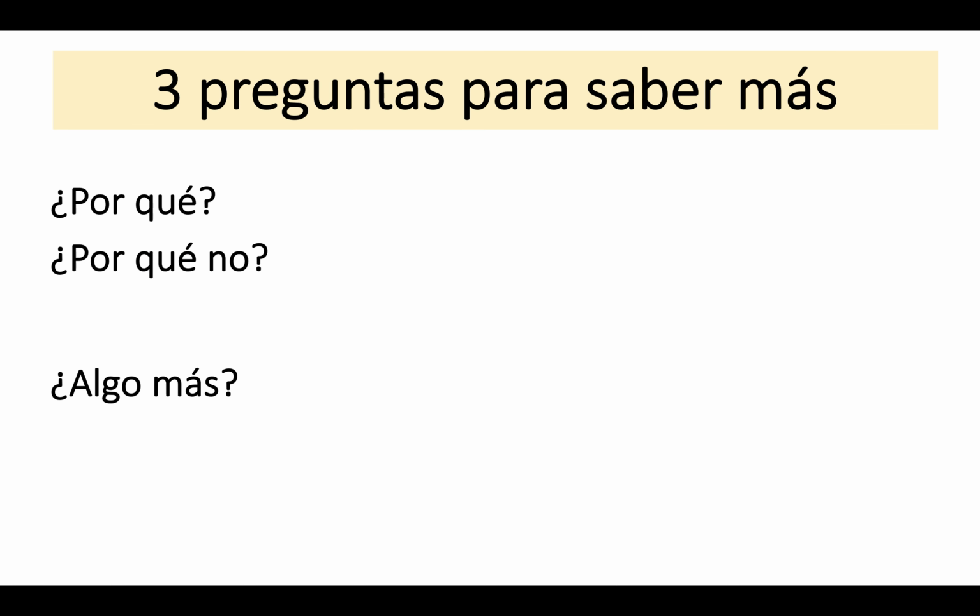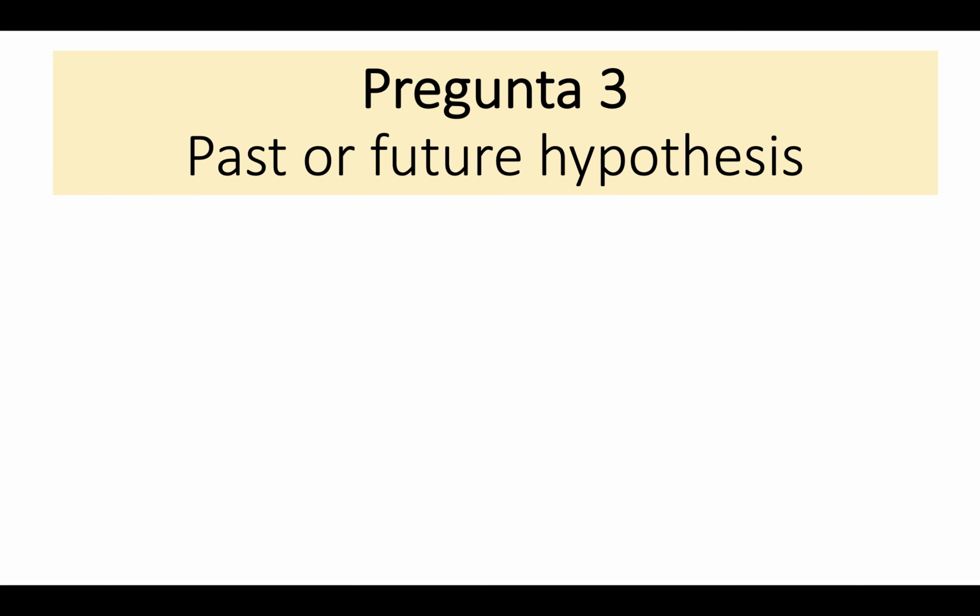And again, here are our three prompt questions. Question 3 is a past or future hypothesis. Basically I ask you what a certain person or a certain group of people did before the photo, or before the class, or before the swimming pool party that we saw in the photos, or what a certain person or group of people will do after the class or after the photo.